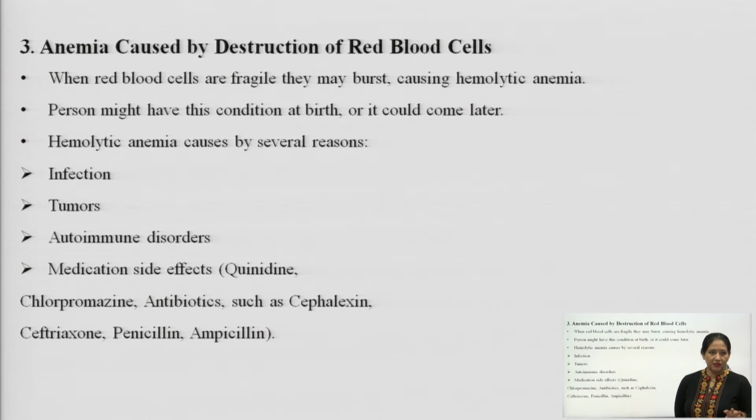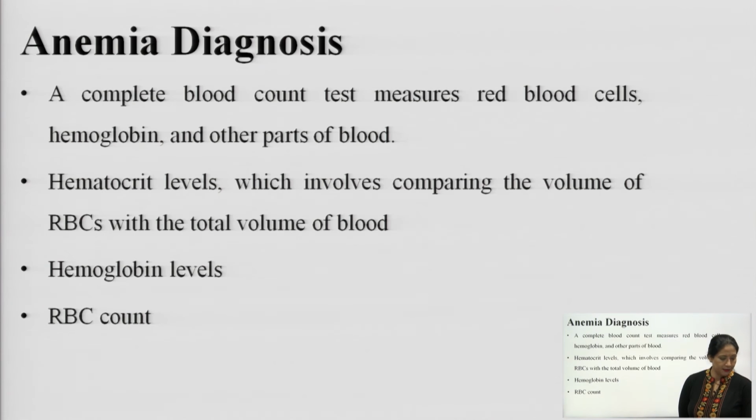So these three types are the categories, or we can say anemia is categorized basically in three major categories, and the second slide is how we diagnose anemia.